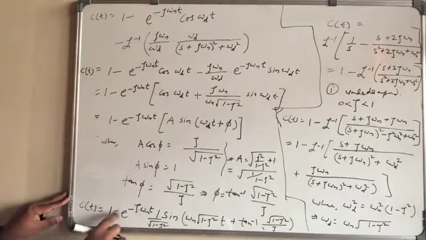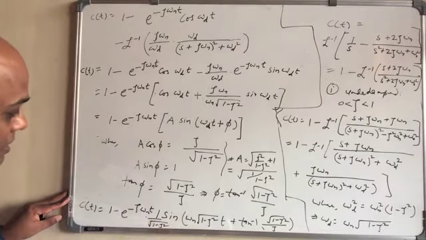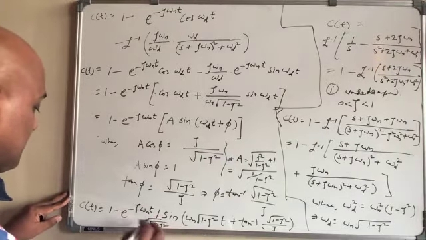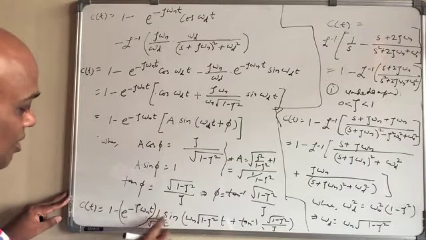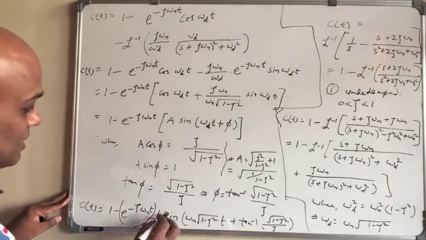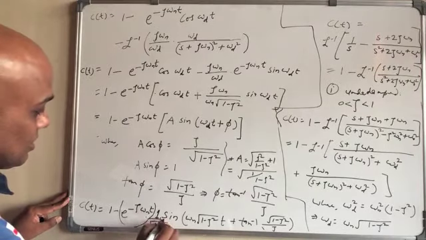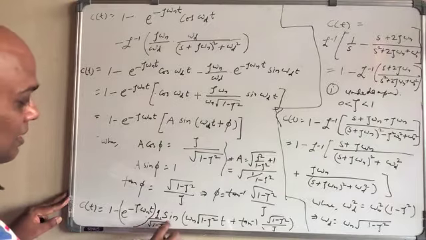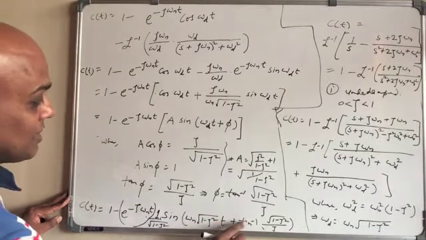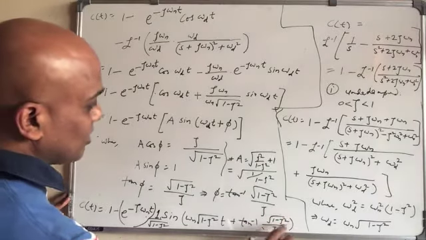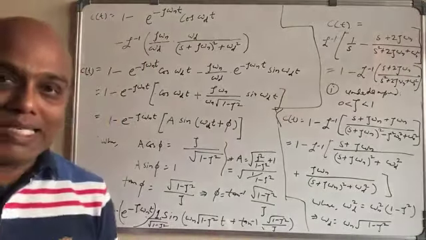So C(t) equal to 1 minus e to the power minus zeta omega n t, multiplied by 1 over root 1 minus zeta square, times sine of omega n root 1 minus zeta square t plus tan inverse of root 1 minus zeta square over zeta. So this is the final form of C(t).